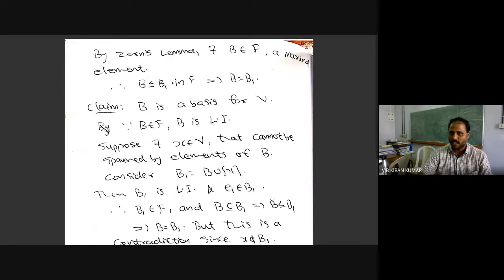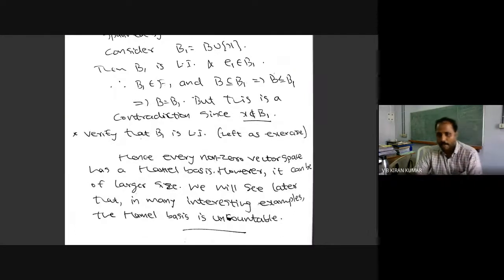It is already linearly independent because it's an element in F, and it contains e1. If it is not a basis, the only thing is that it cannot span the whole space. So you can find some element which is not in the span, say x. Then B union x will contradict the maximality of B. So that is how to prove that there exists a Hamel basis.